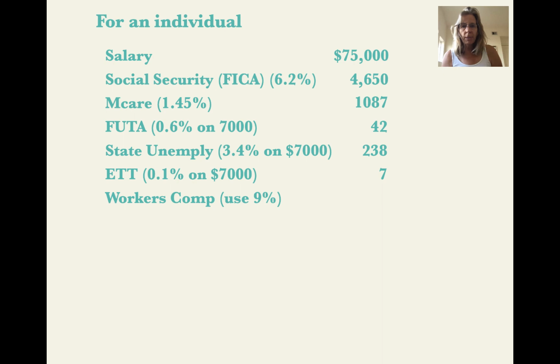For workers' comp, I'm going to assume that you're like a manufacturing engineer, and so it'll cost about 9%, which is $67.50. So if we add all that up, that means the cost to the company is $87,774, compared to what they're paying you, which is $75,000. So you can see the cost to the company in only taxes is actually quite a bit more.